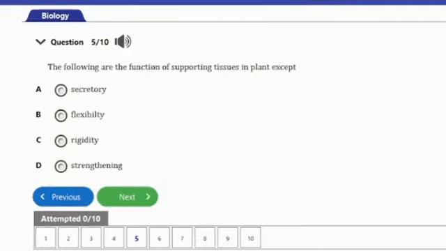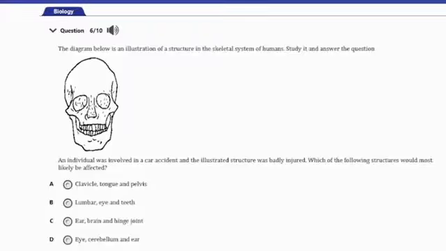That's question number 5 here. It says, the following are the function of supporting tissues in plants except A. Secretory, B. Flexibility, C. Rigidity, D. Strengthening. So guys, the answer to this question is option A, and that's secretory. The supporting tissues in plants actually carry out all the functions listed here apart from secretory function. So that's it for that question. Let's go ahead and consider the next question, and that's question number 6 here.